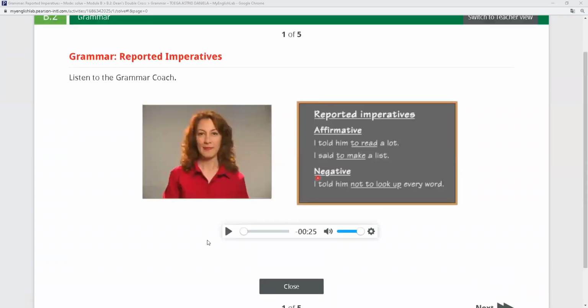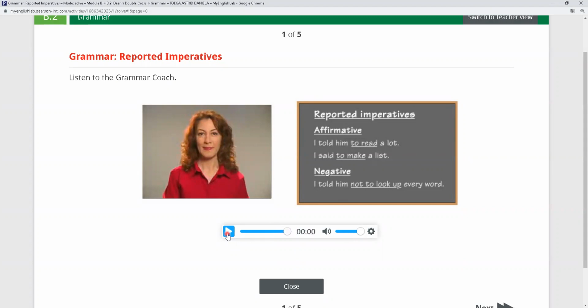Okay, thank you. So first of all, let's listen to the audio. Hi. Last week, a student asked me how he could improve his vocabulary. I told him to read a lot. I also told him not to look up every word, but to try to guess the meaning. I said to make a list with new words. All the sentences beginning with I told him and I said are examples of reported imperatives. Let's look at this form.